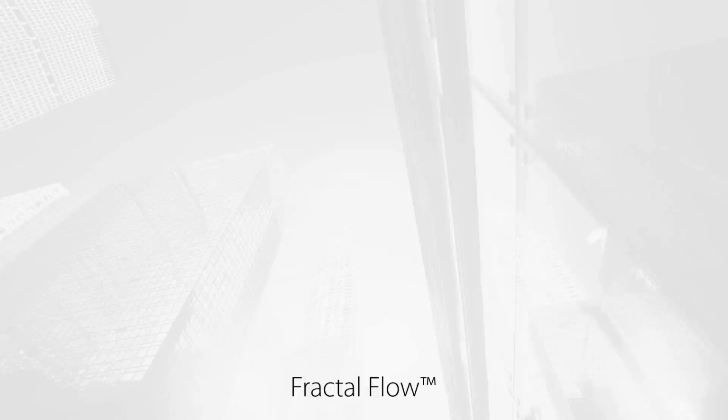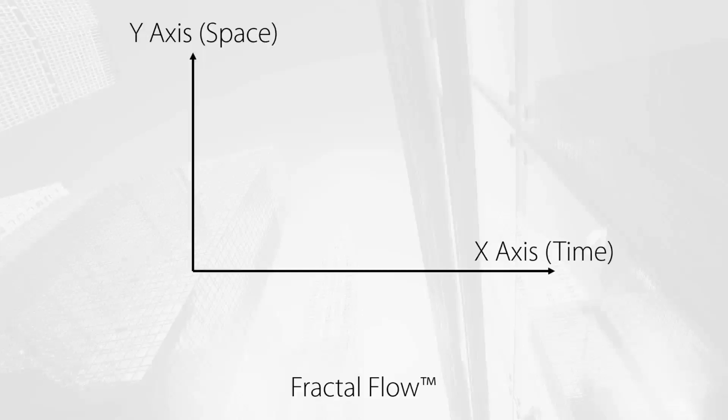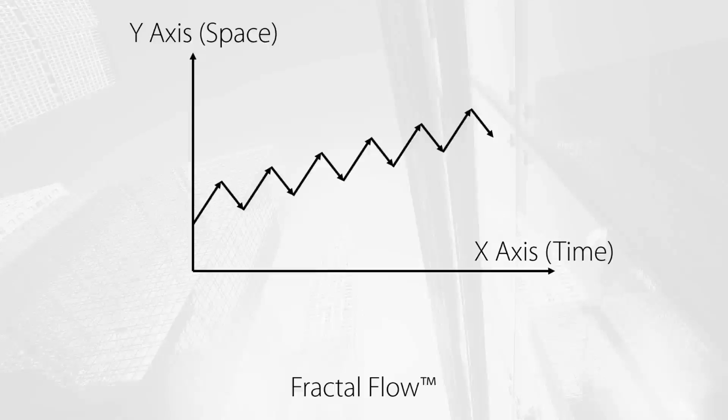The price chart has two axes. The y-axis represents the spatial dimension of the market where we can see price fluctuations in terms of magnitude. The x-axis represents the temporal dimension in which price fluctuations occur. The combination of both axes enables us to see the fluctuations of price over time in an organized manner.